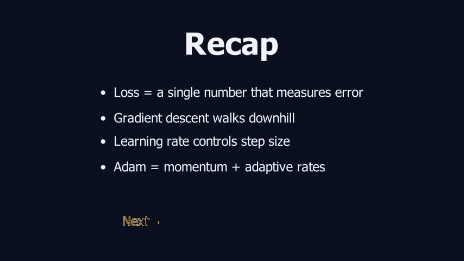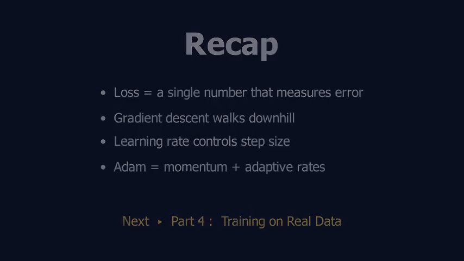That is the optimization toolkit. A loss function to measure error. Gradient descent to follow it downhill. A learning rate to control your stride. And smart optimizers to navigate complex terrain. In part 4, we put it all together and train a real network on real data.